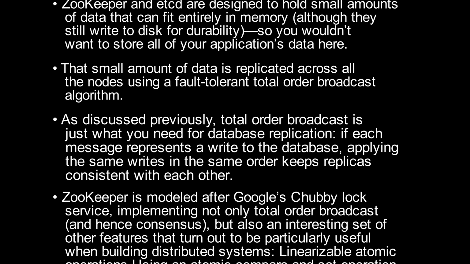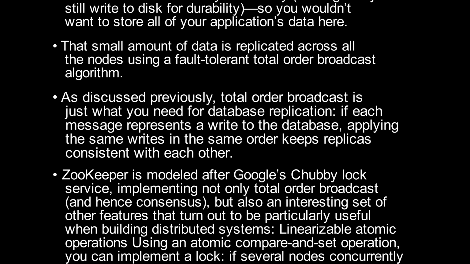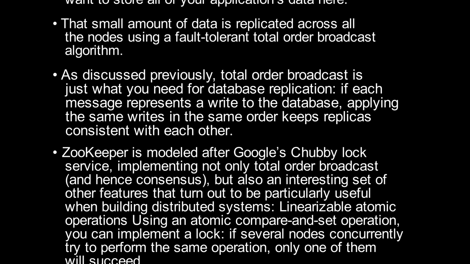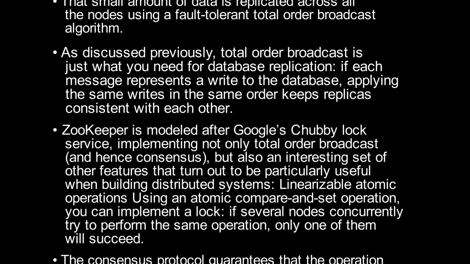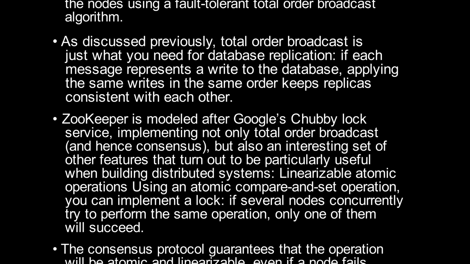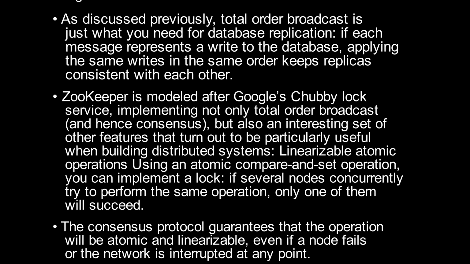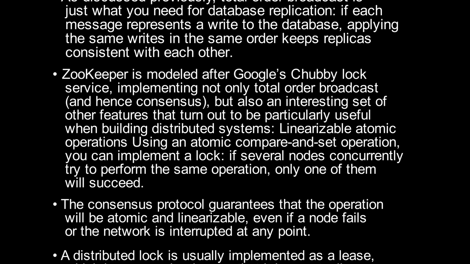Zookeeper is modeled after Google's Chubby lock service, implementing not only total order broadcast and hence consensus, but also an interesting set of other features that turn out to be particularly useful when building distributed systems. Linearizable atomic operations: using an atomic compare-and-set operation, you can implement a lock. If several nodes concurrently try to perform the same operation, only one of them will succeed.